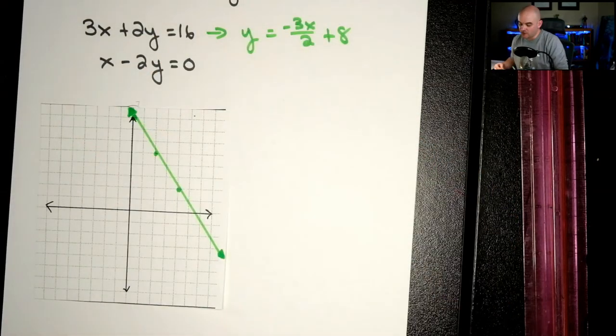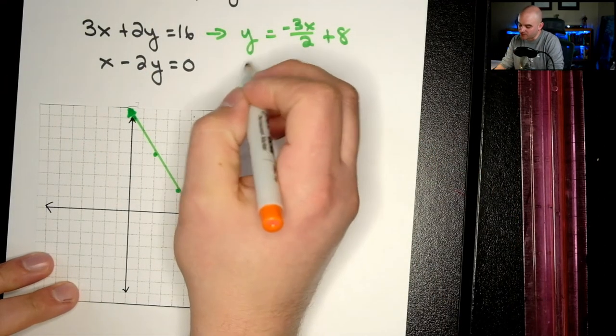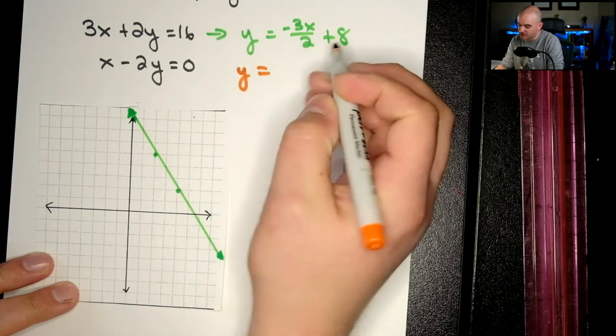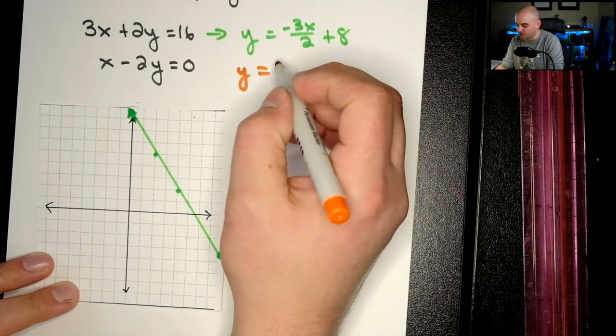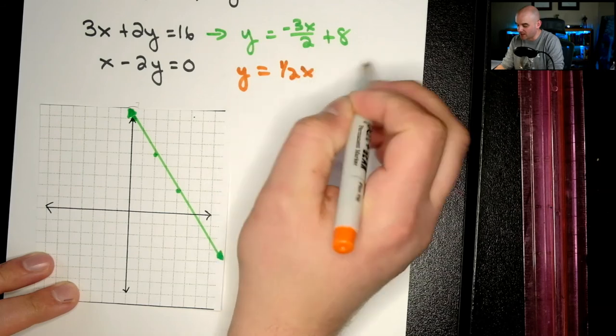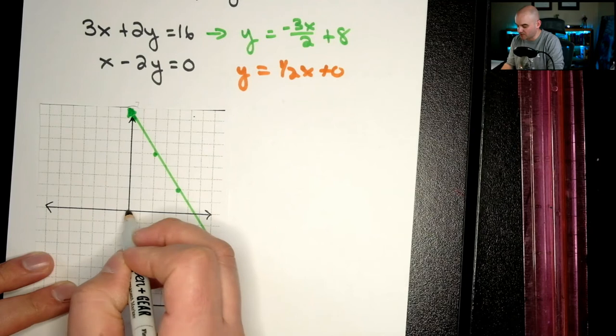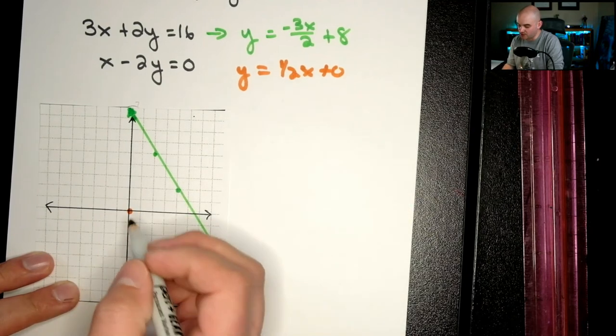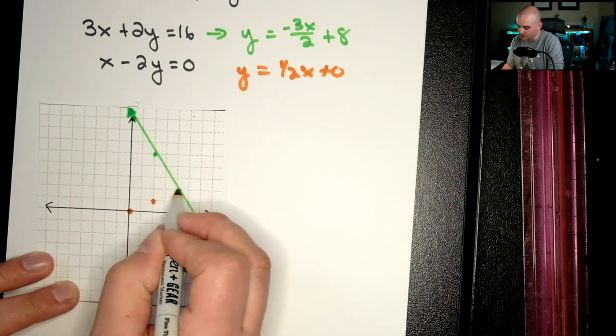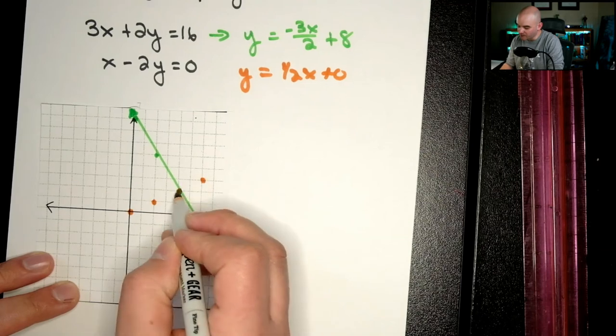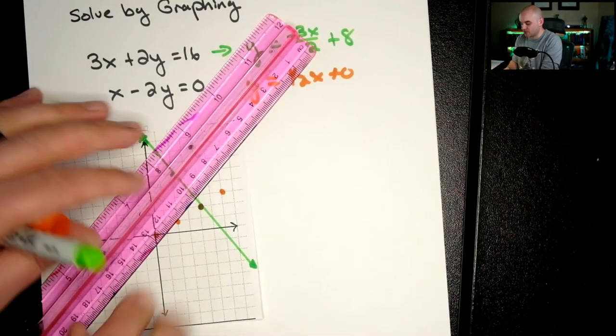This one right here, you can get y by itself if you want to. I'm going to subtract x from both sides and then divide by negative 2. That's going to give me 1/2 x plus 0. So the y-intercept is at 0, and then the slope is going to be up 1 over 2. And I can already see where they're going to cross, but let's go ahead and draw the line anyway.